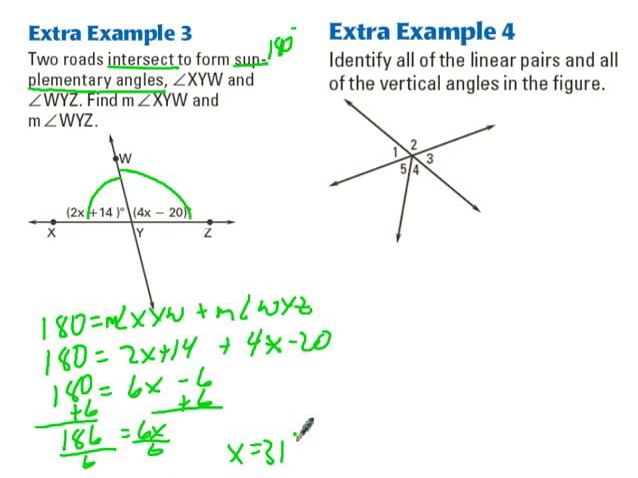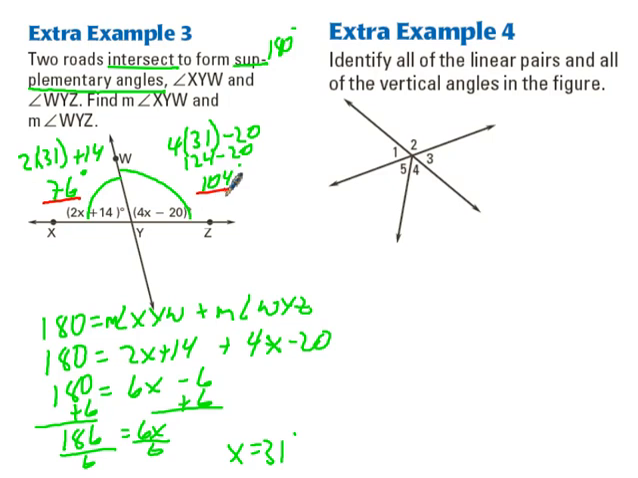Now, is that what they asked us to find? No, they asked us to substitute that in to find these angles. So that's going to give me 2 times 31 plus 14, which is 62 plus 14, 76 degrees. That would be that angle. And over here, we're going to have to go 4 times 31 minus 20. That gives me 124, 124 minus 20, or 104 degrees. And notice these two angles here, they're supplementary. This plus this equals 180 degrees. So that's a double check there.